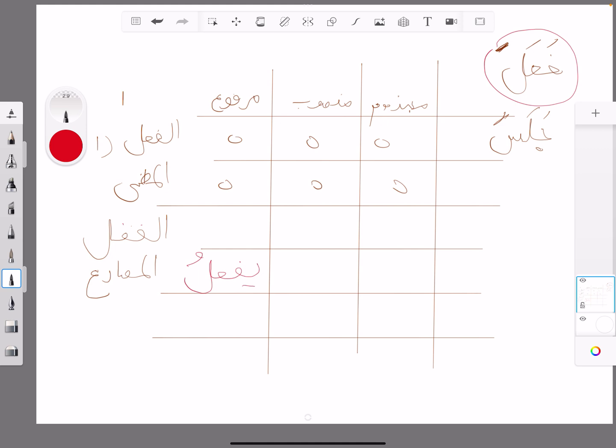What will it be in mansub state? Yaf'ala. Sorry, a mistake. Yaf'ala. What will it be in majzoom state? Yaf'al. Jazam at the end. Everybody okay with that? Straightforward. So it's only really mudari that you need to be aware of. Yaf'alu, yaf'ala, yaf'al.